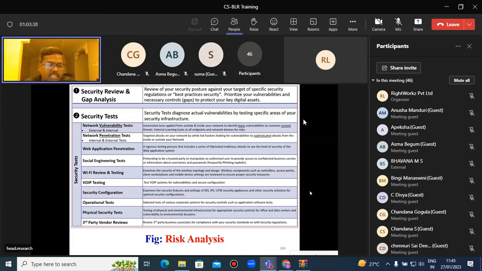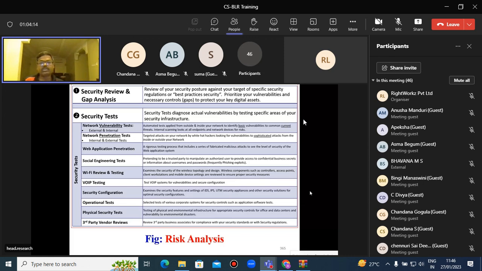So in a risk analysis, first we identify how many types of risk happened in the organization, like how many threat attacks, malware attacks, criminal activities happened in the organization. First we are finding what type of vulnerabilities and what type of gaps are in the organization. Once identified, then we move to the security test.